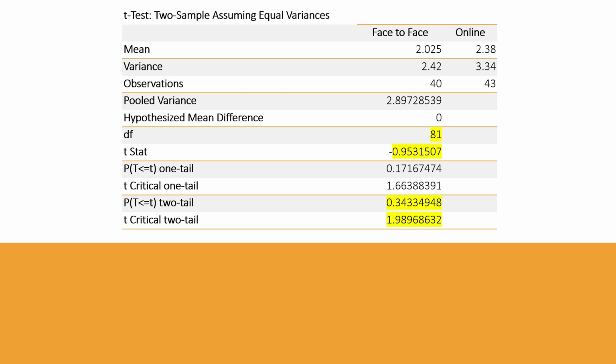Additionally, we have our p-value. When we started, we chose a p-value of 0.05, and as you can see, our p-value is well above 0.05 at 0.34.